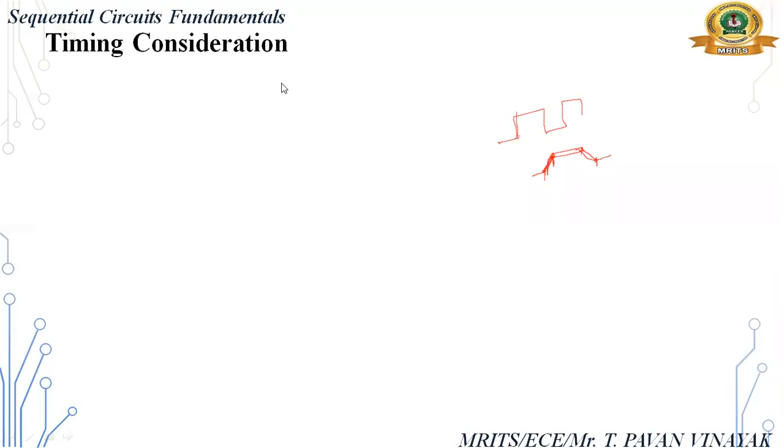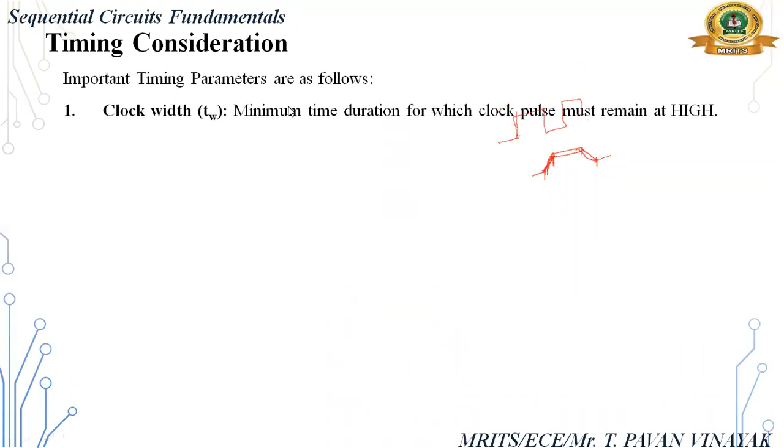So we have to know some basic definitions. The first one is clock width, TW, the minimum time duration for which the clock pulse remains high. Meaning this one.